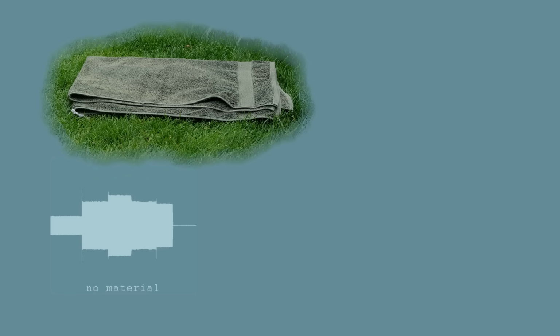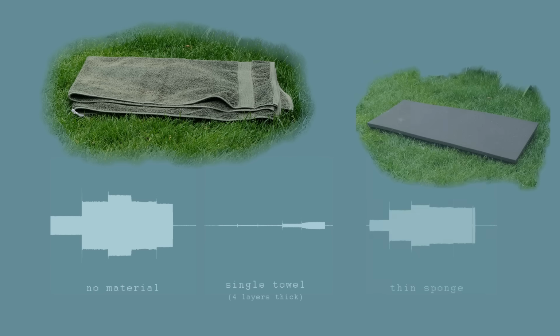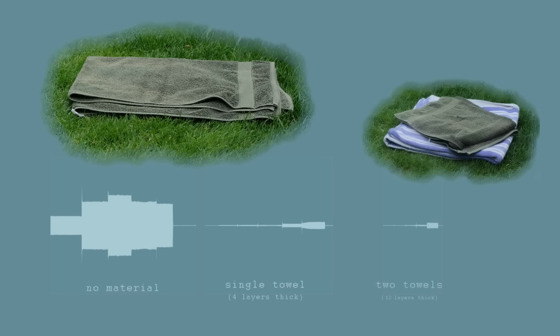Moving on to the towels though, we can see that they are significantly better at absorbing sound. This folded towel, for example, has roughly the same thickness as the thin sponge, but as you can see, it absorbs much more sound. This performance improves even more when two towels are used, so I think it's pretty safe to say what the winning material is.